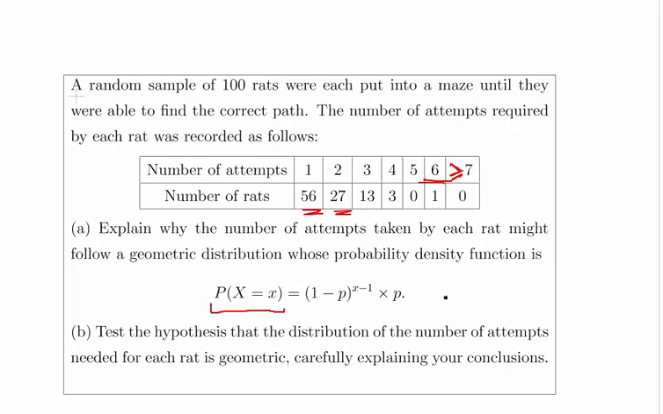Now this is actually important. There are multiple types. There is a different specification of the geometric distribution, which is the number of failures before the first success. This is the attempt which was the first success.